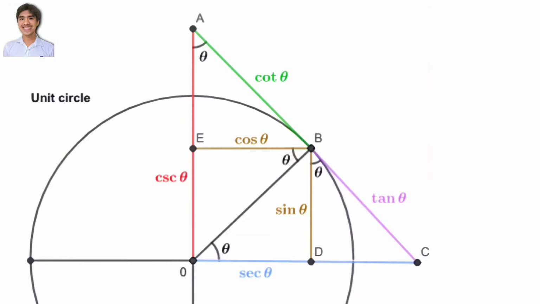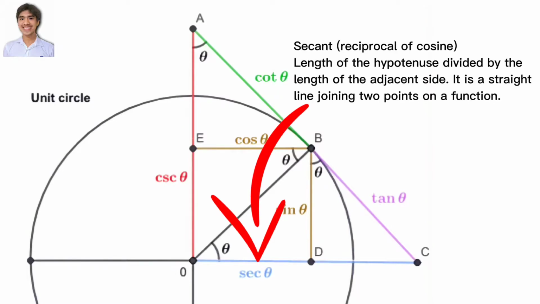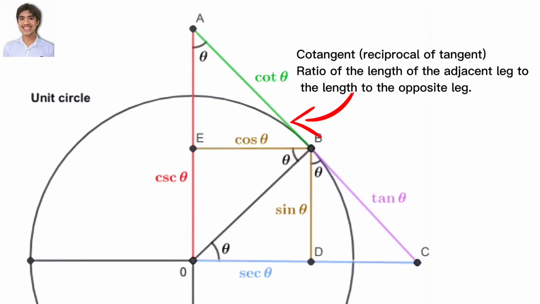The reciprocal of cosine is secant. Secant function is the length of the hypotenuse divided by the length of the adjacent side. It is a straight line joining 2 points on a function. Lastly, the reciprocal of tangent. Cotangent is the ratio of the length of the adjacent leg to the length of the opposite leg.